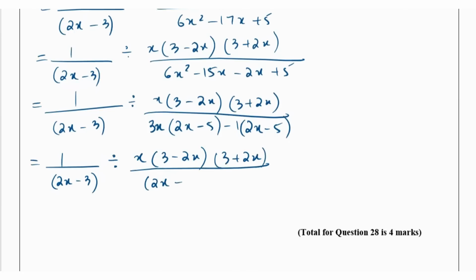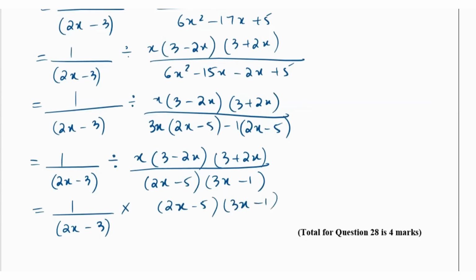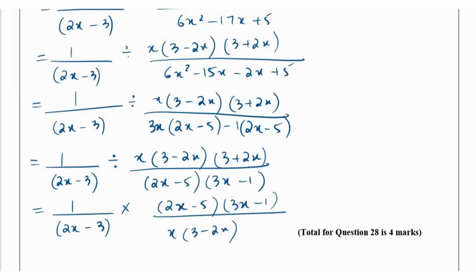So 2x minus 5 times 3x minus 1. If we flip this fraction, because when you're dividing fractions, you take the reciprocal of the second fraction and change the division into multiplication. So it's 2x minus 5 times 3x minus 1 over here, and next times 3 minus 2x times 3 plus 2x over here. Let's see if we can simplify anything else.